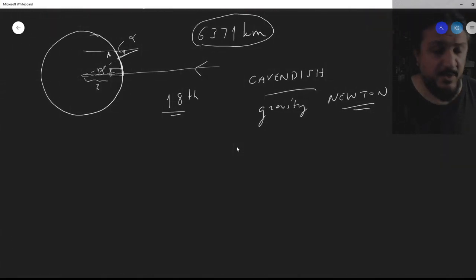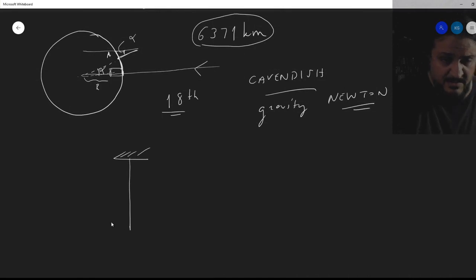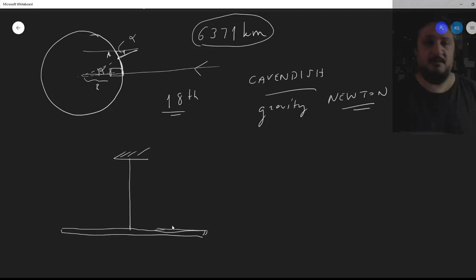How did he do it? He took a piece of wire. So he hung the wire from the ceiling of his lab, and he tied that wire to a stick. I mean, he did better than that, but I'm just simplifying it. Okay, a really long rod from the middle, so it's in balance. And at the end of the rods, he put some heavy objects like lead balls, let's say. All right, really heavy.